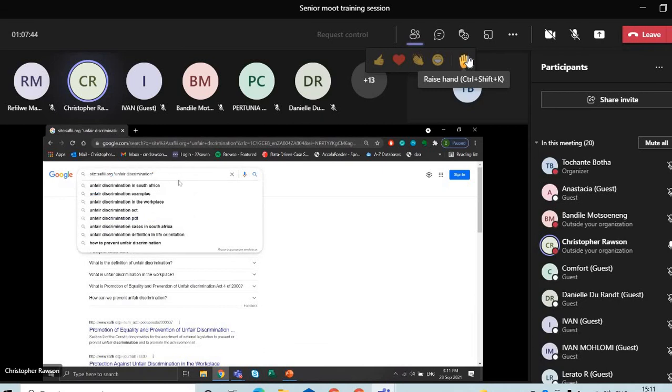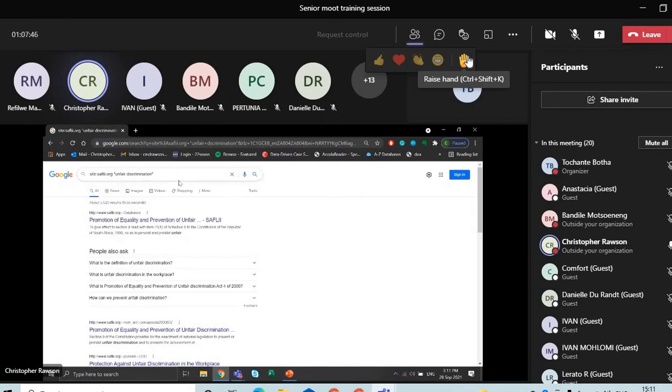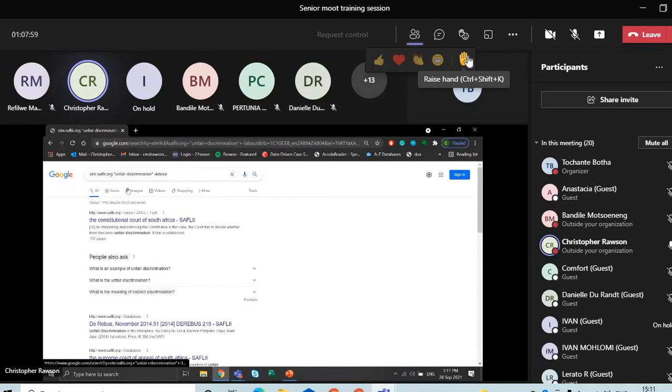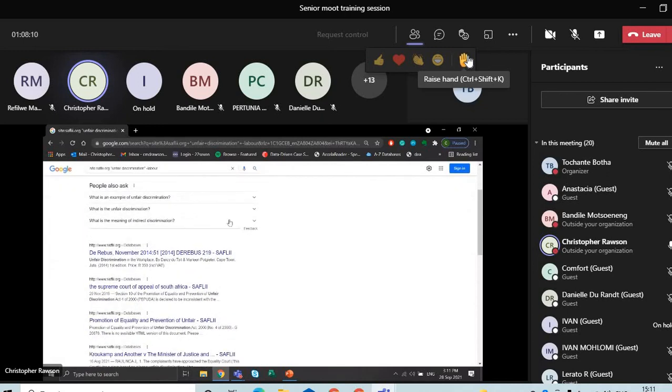And just to give you an example of how to use the not function, let's say it's unfair discrimination, but we are not dealing with employment, for example. So you would just type in a minus sign and then labor. And then what you'll see is now we have almost 2,000 results that deal with unfair discrimination, but that doesn't include a labor context, right? You all understand how exactly that works.